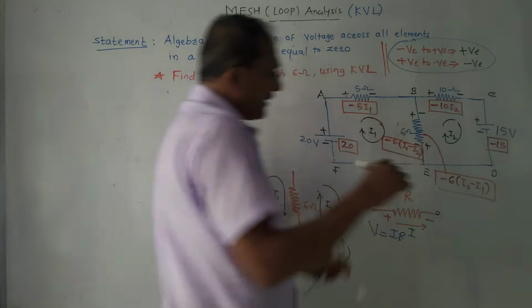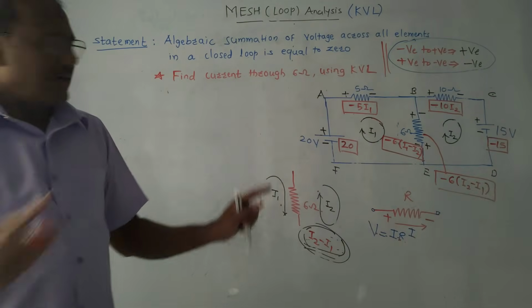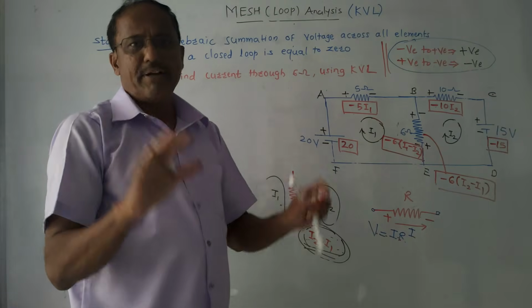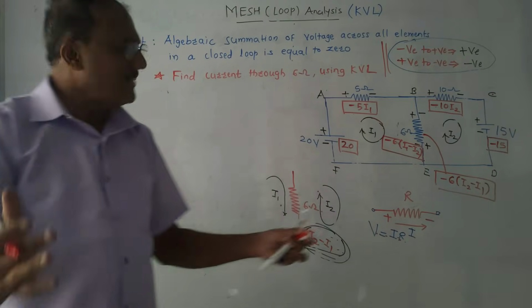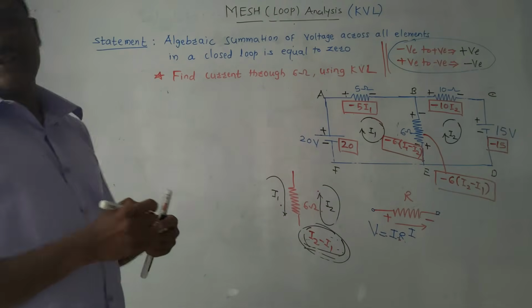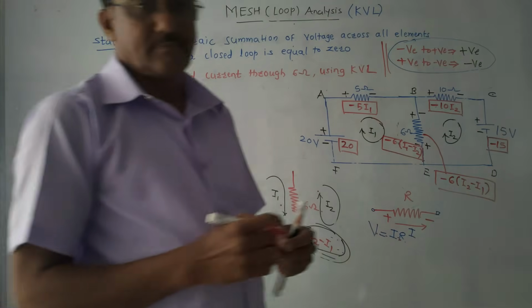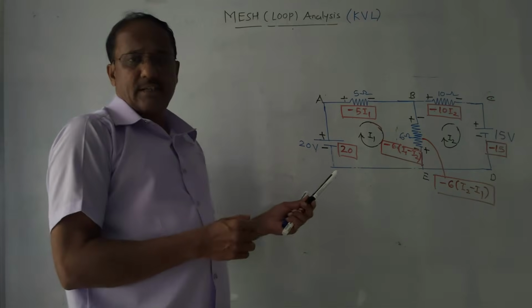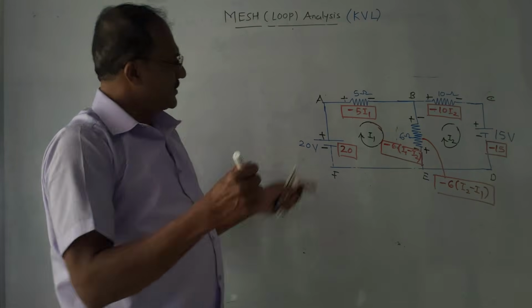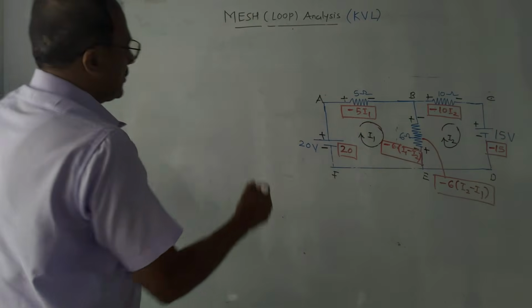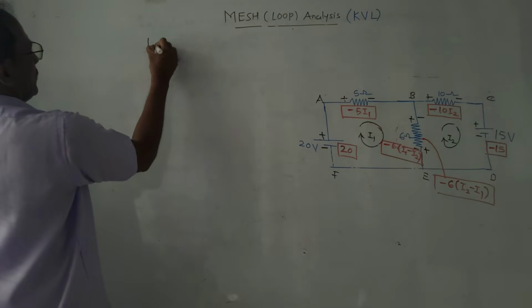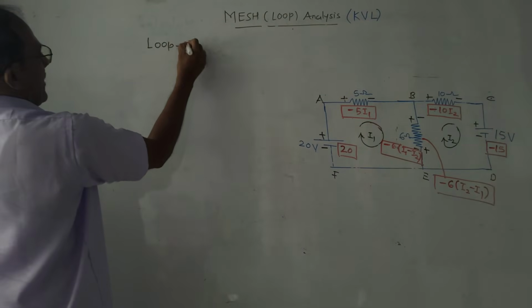Once you mark all the things in the diagram, the remaining calculations are pretty simple. You just have to write the equations and solve them. Next part is, I need to write the loop equations referring to this diagram. So I have two loops. First loop, that is loop 1.